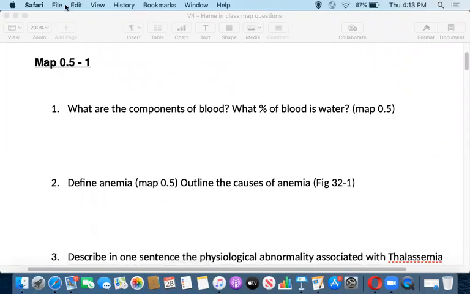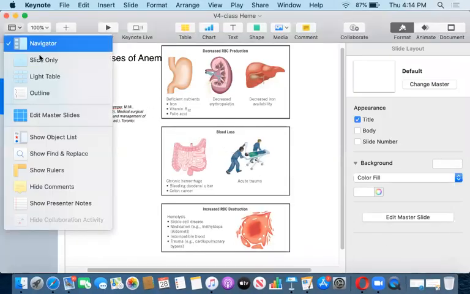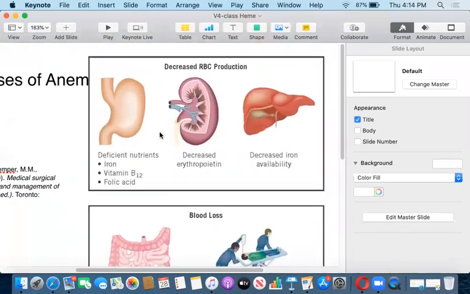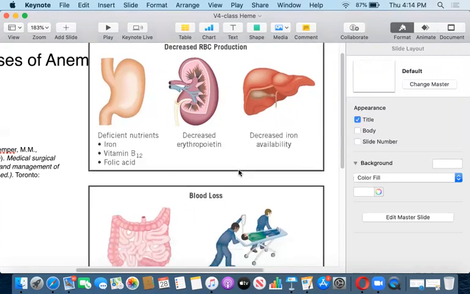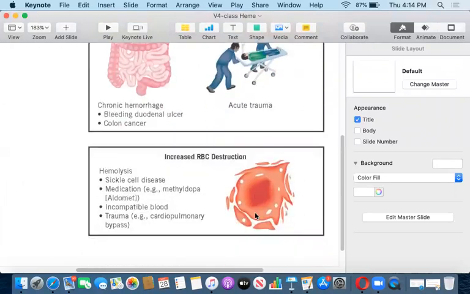Causes of anemia, we can look at our PowerPoint for that and just get a quick summary here. We've got dietary causes, we've got renal causes, you've got iron stores and liver issues, hepatic causes. Of course, there's hemorrhage, blood loss, and just generally increased red blood cell destruction, which we're going to go through a few of these in this class.